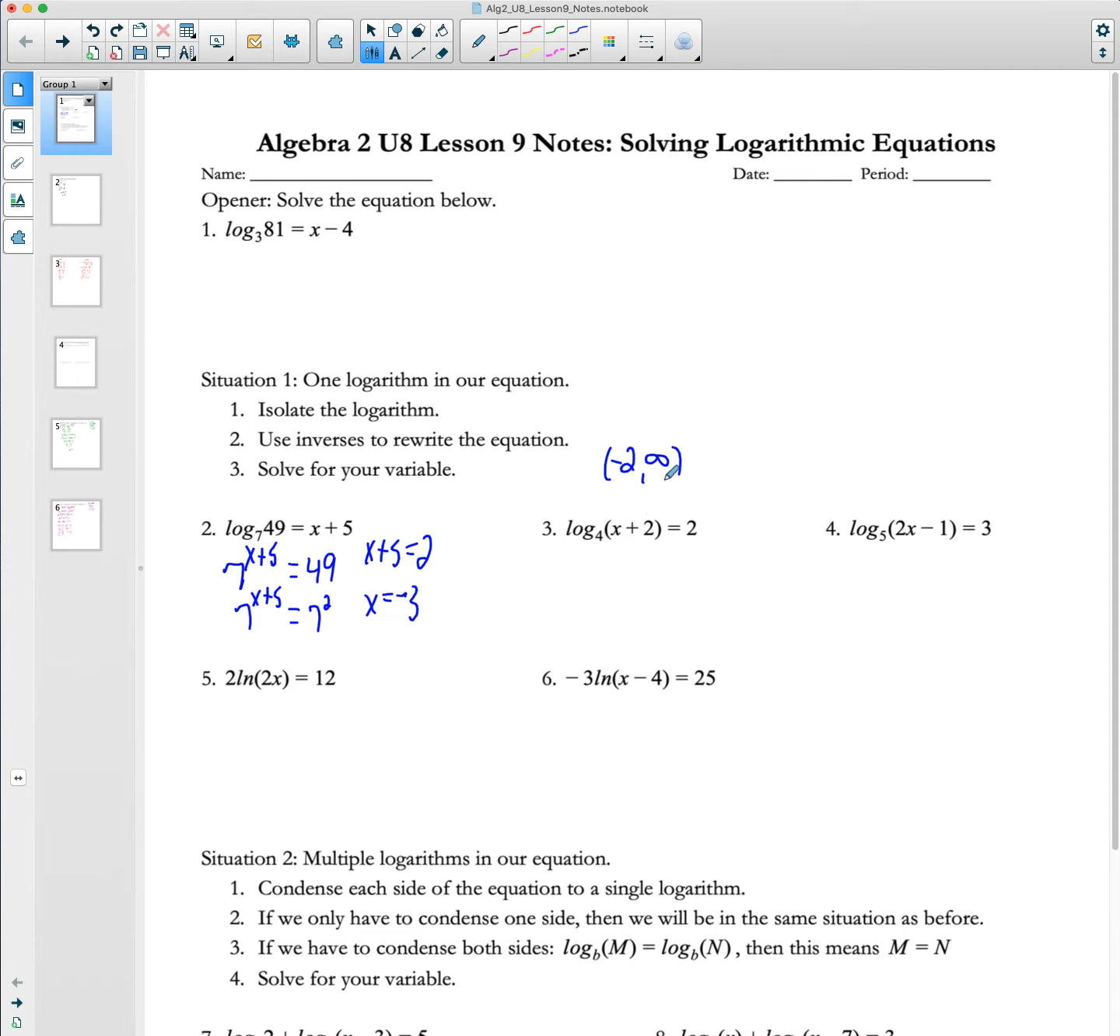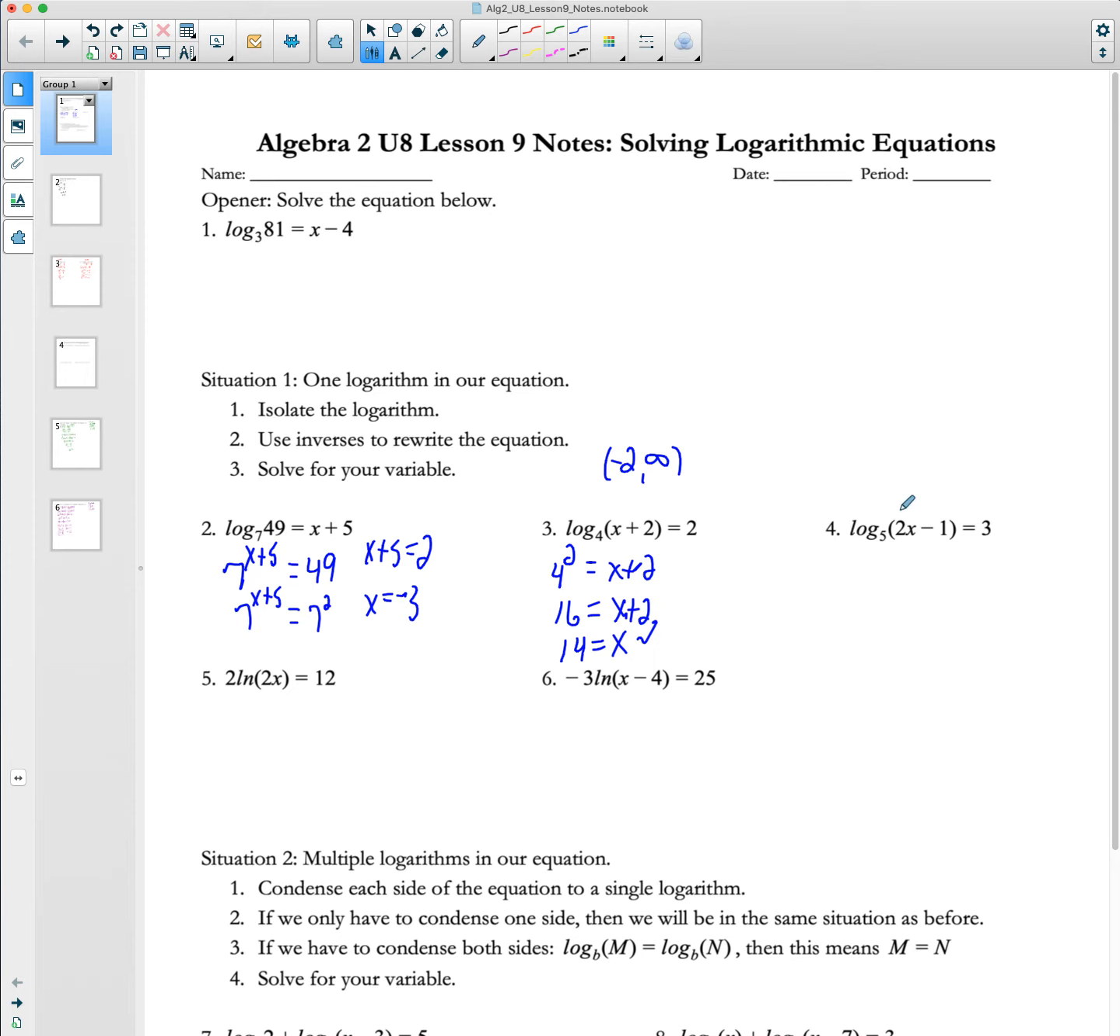Now, once we figure out what our working domain is, we can get into the solving. Notice on number 3, my logarithm is isolated, so I can go ahead and say I have base 4, this is my power, to the power of 2 equals x plus 2. Now notice this problem is not nearly as complicated as the prior problem because 4 squared is 16. So 16 equals x plus 2, which means 14 is equal to x. Notice that 14 falls in our domain, so we know it's a good solution, so we're all good.